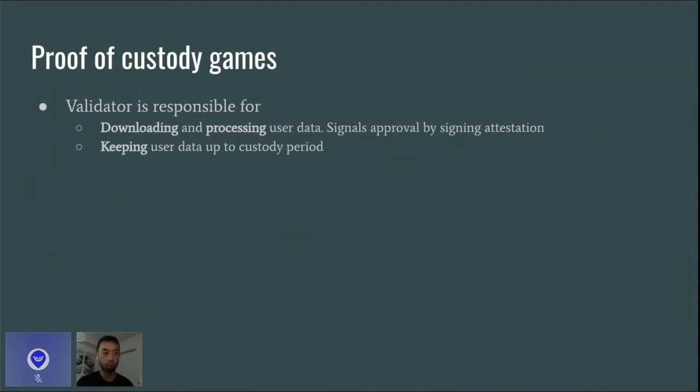And let's talk more about proof of custody, right? So phase 1, as we learned, is all about data, right? How do we keep the data safe? How do we keep the data secure? How do we ensure the data doesn't go missing, right? So to recap, as a validator, you have your duty for phase 0, but now you have an additional duty for phase 1. And your additional duty for phase 1 is essentially you have to download and process the user data. And then you have to keep those data up to a certain custody period, right? So there's an additional hardware requirement that as a validator you have to pay more attention to.